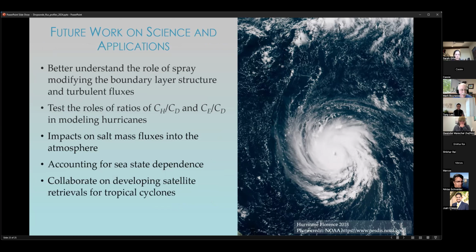And to understand and apply these things better, we want to look at the roles of spray. We want to look at these ratios that are really important to hurricane evolution. One of the things you can do with this is look at salt mass fluxes and the transport of salt into the atmosphere. We could try to work in a sea state dependency, if there is one. That's highly debatable, but it does influence spray production apparently, and that could account for some of the diversity in the boundary layer characteristics that we're seeing.